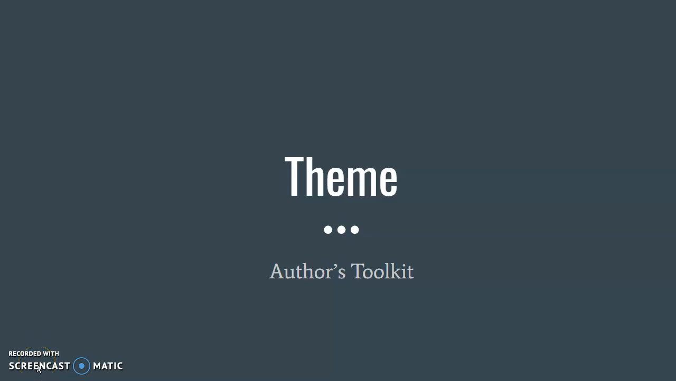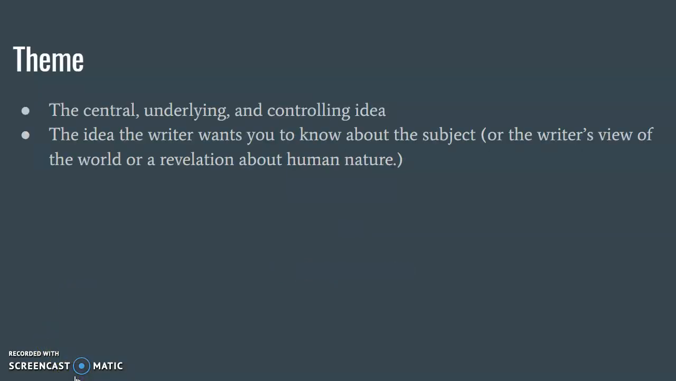We're going to spend a little time now talking about how to figure out what the theme of any story is. So first, it's important for us to know exactly what the definition of theme is. And it's going to be the central, underlying, or controlling idea of a story. It's the idea the writer wants you to know about the subject. So think about this as kind of the lesson an author wants you to learn about something.